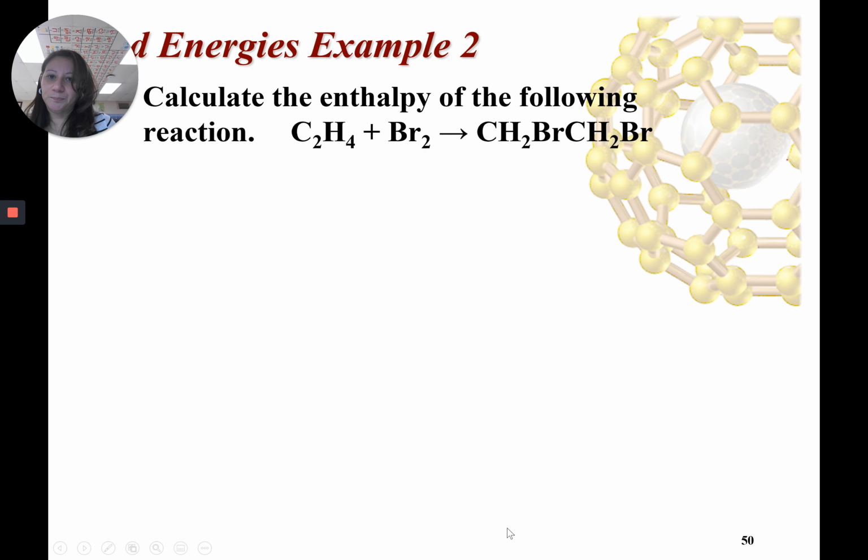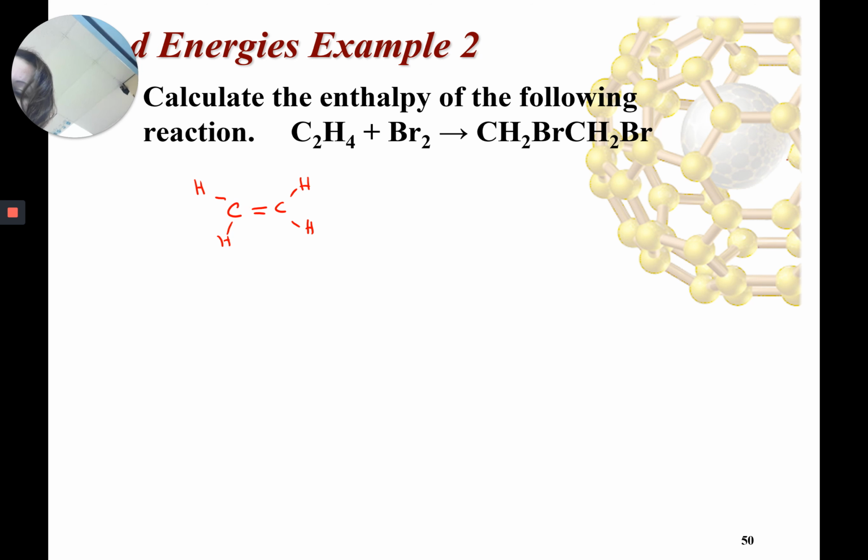Let's try one more. So C2H4 plus Br2 yields CH2Br, CH2Br. This one's a lot harder to imagine in your head, so you definitely need to draw this one. So C2H4 looks like this. Back in chapter 7 and 8, we learned how to draw these. So if you forgot, you need to go back and just review a little bit. So this one, you have 2 carbons. Each of them have 2 hydrogens and a bromine. So it looks like that.